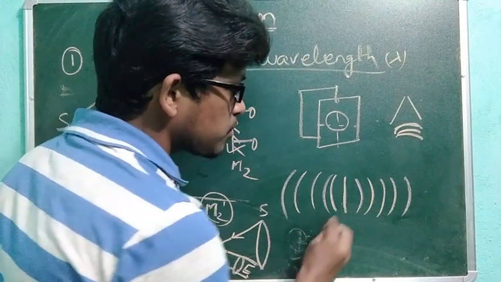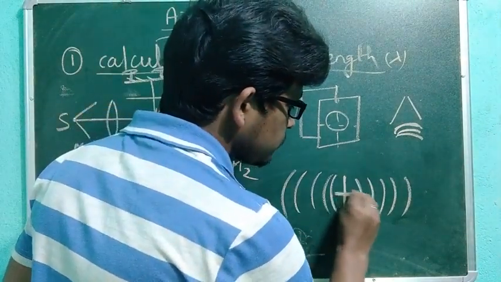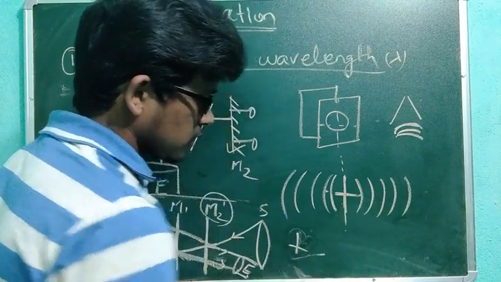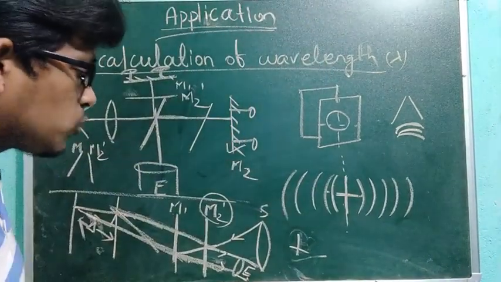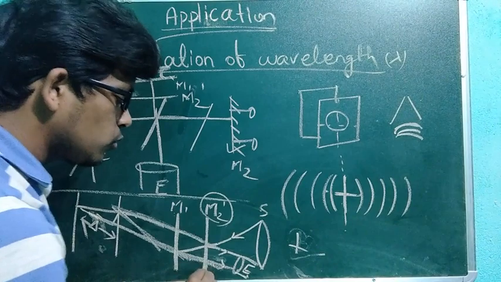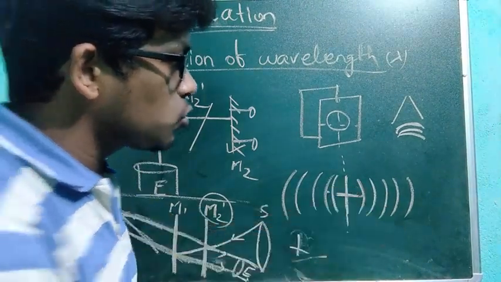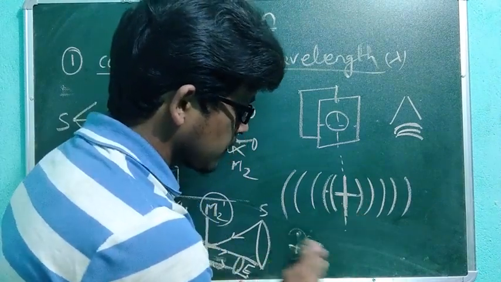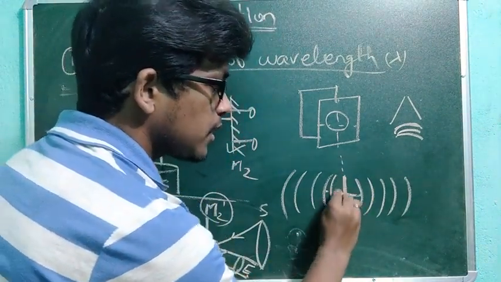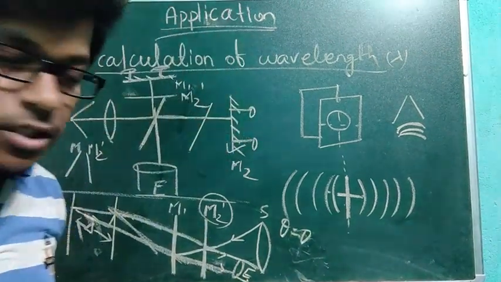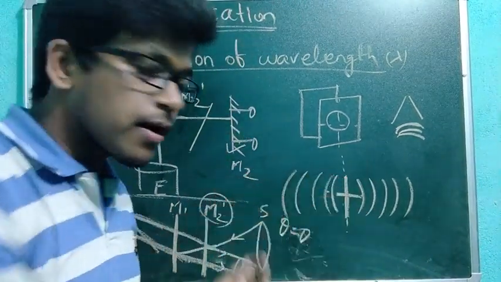Now I will focus my eyepiece here, this is one line of the intersection. How will I do it? I have to adjust my M1 and M2 dash in such a way that the cross section of the eyepiece falls on the central fringe. As this falls on the central fringe, your theta will be 0. Of course it will be 0 because this is going through the normal.